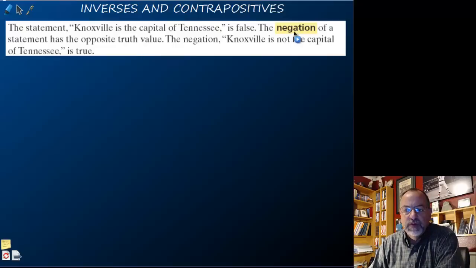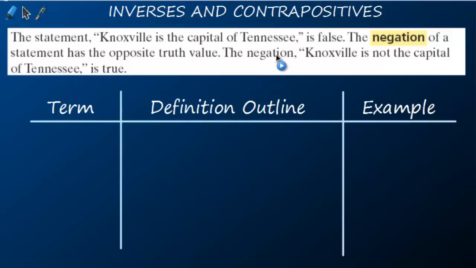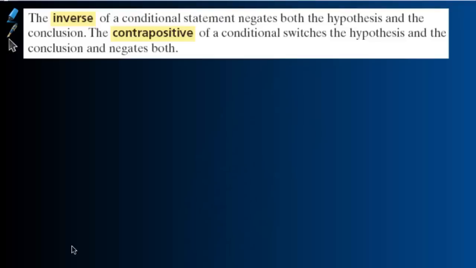The first thing we need to know is what the term negation means. And negation is simply to create a statement with opposite truth value. So if we have the statement here, Knoxville is the capital of Tennessee, to negate that, or to write a statement that has the opposite truth value, we would simply say that Knoxville is not the capital of Tennessee. Okay, and then those statements can be true or false. But basically we just want to know what the negation means. It means it has the opposite truth value. So for example, if you said 2 is even, the negation of that statement would be to say that 2 is not even. Alright, so that's what negation means.